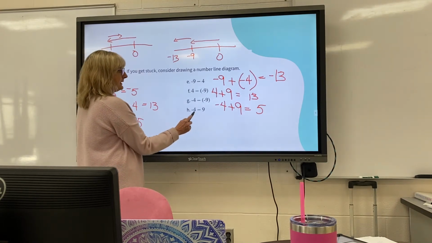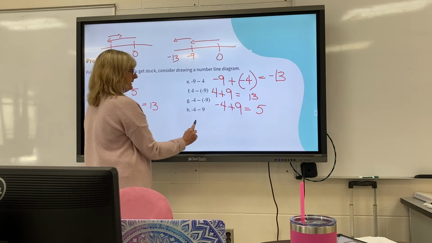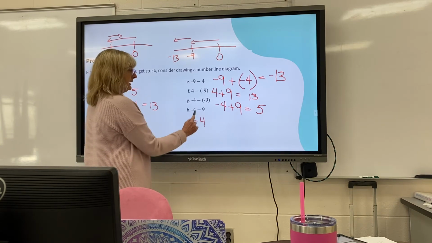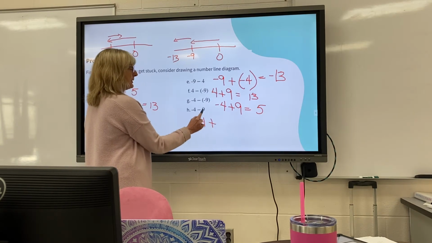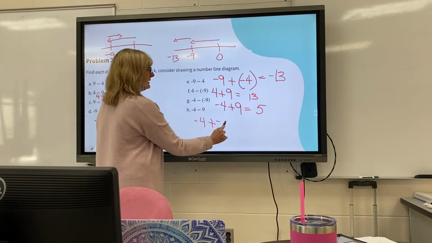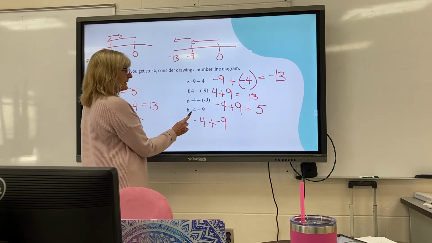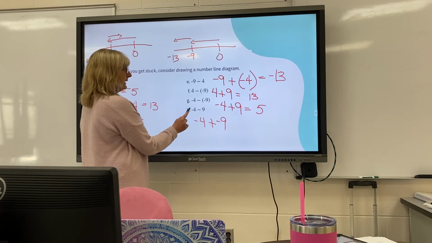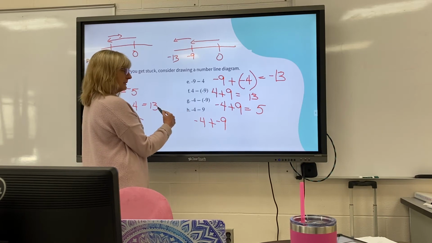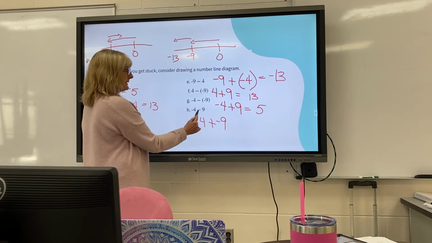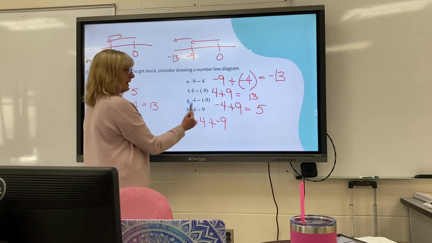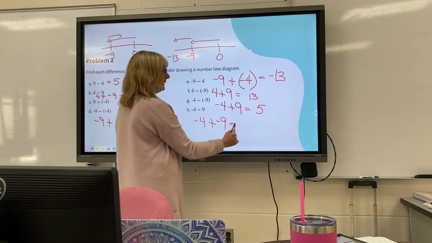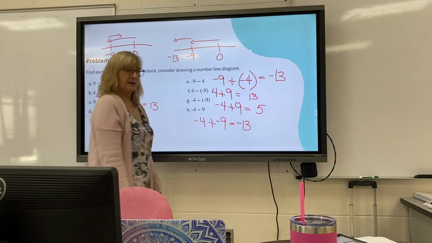Okay, -4 minus 9. -4, copy, change. What's the opposite of 9? Negative. -9. Think about what this would look like on the number line. -4, that means I'm going to go to the left 4. This tells me to go to the left 9. So I'm going to end up at -13.